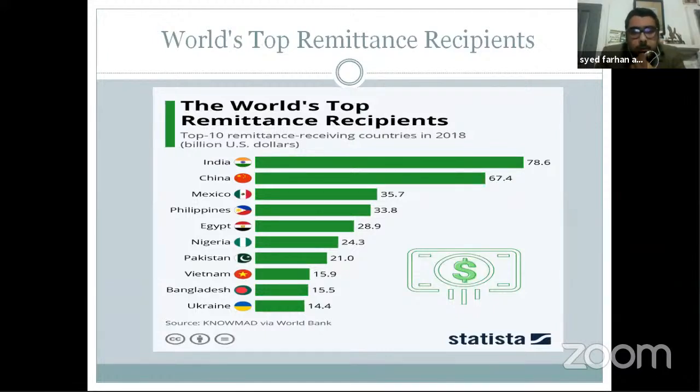So here are the top world remittance recipient countries, where India stands first. This is the 2018 data, and data is in billion US dollars. So India, China is on the top with 78 billion US dollars and 67. Similarly, Philippines and Pakistan. I can say that these are in the top 10 countries based on the data of 2018.